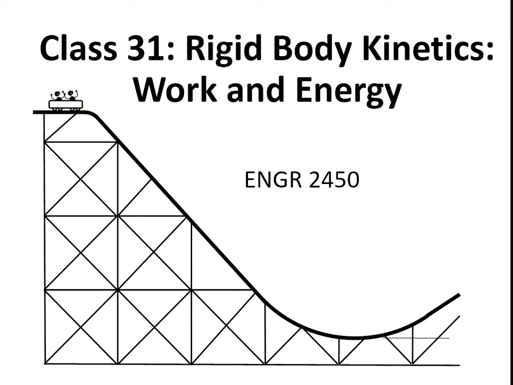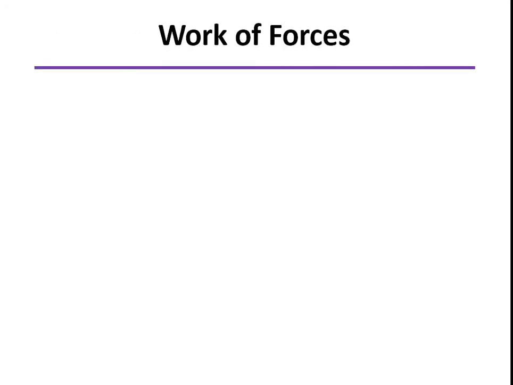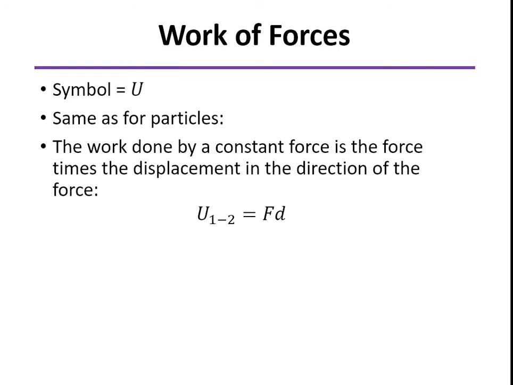We've been working rigid body kinetics problems, and now today we're going to apply the principle of work and energy to those types of problems. That builds on what we've learned in particles. We give the symbol U to the work done by a force, and again, as we did with particles, if the force is a constant one, then the work done between 2 points is just the force times the distance in the same direction of the force. So force times displacement as long as they're in the same direction.